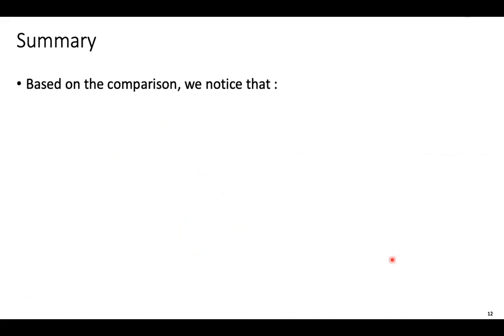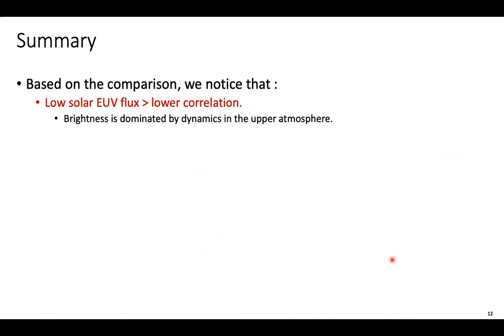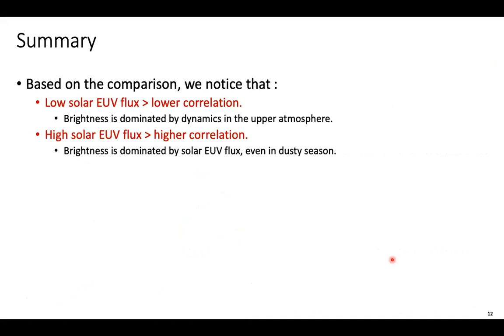So in conclusion, based on the comparison that we've noticed between the solar activity and the brightness, we can say that at lower solar activities, we have lower correlation, which gives us some information that maybe the brightness of the oxygen is dominated by the dynamics of the upper atmosphere and not by the solar activity. So it has a minimal effect. However, when the solar activity is higher, it dominates the influence on the brightness, which was noticed even when studying a dusty season, which was very interesting to see, the consistency between different seasons as well.